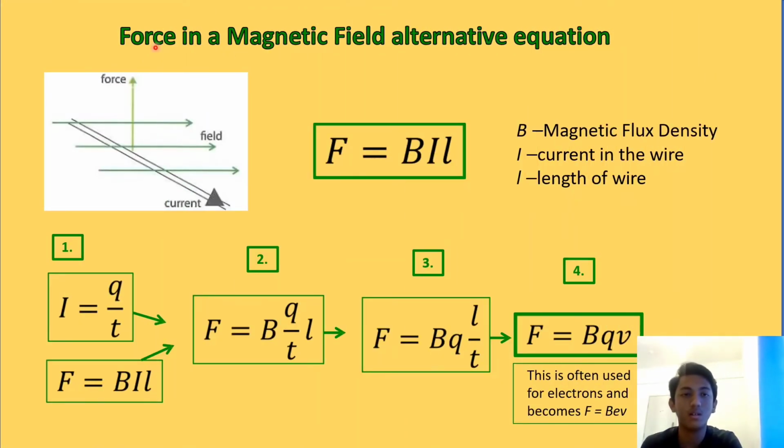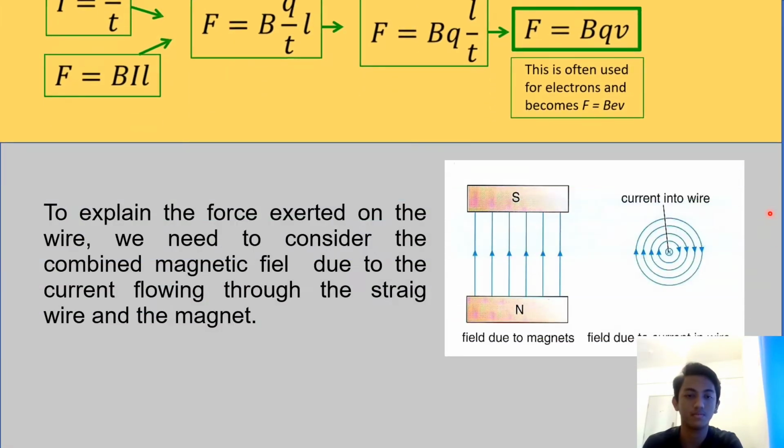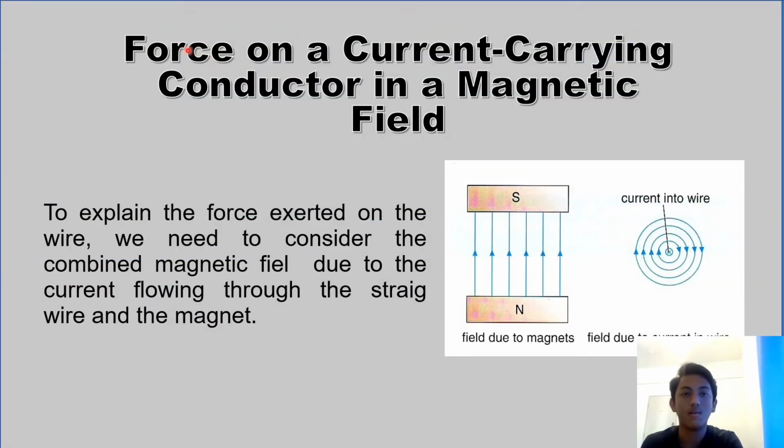This is the force in a magnetic field alternative equation. All of these formulas are alternative equations to find a force. There are four formulas to find a force. The next slide is force on a current carrying conductor in a magnetic field.